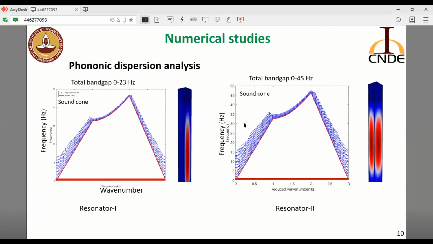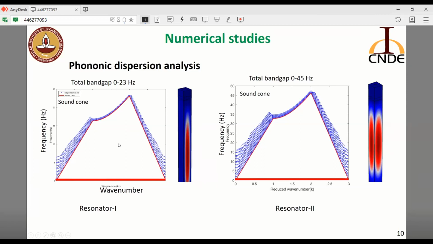So this is a phononic dispersion analysis. I have performed phononic dispersion analysis in COMSOL Multiphysics. So I solved the eigen equations and plotted that data in MATLAB. So we can see that there's a sound cone, and if a wave is inside the sound cone, which is this region, the surface wave will be inside the sound cone.